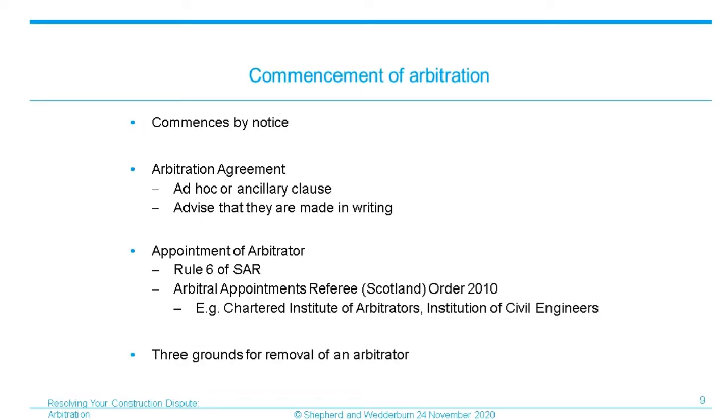So how does an arbitration begin? Well, a party commences an arbitration by notice to the other party that they intend to submit a dispute to arbitration in accordance with the arbitration agreement between them. This agreement will often set out the procedure by which an arbitrator is to be appointed. This arbitration agreement can be an ad hoc contract of submission. The parties enter into an ad hoc contract of submission where there is an existing dispute between the parties and they agree to submit it to arbitration.